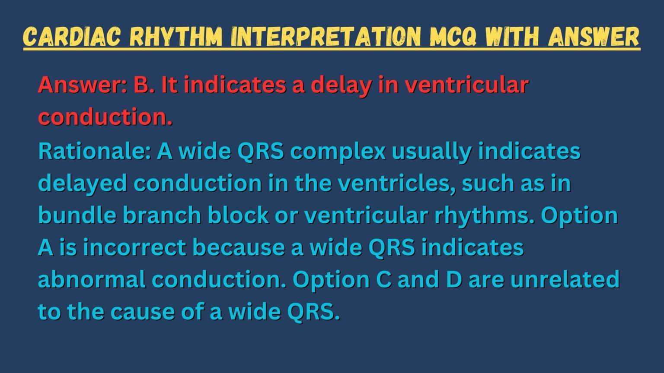Answer. B. It indicates a delay in ventricular conduction. Rationale. A wide QRS complex usually indicates delayed conduction in the ventricles, such as in bundle branch block or ventricular rhythms. Option A is incorrect because a wide QRS indicates abnormal conduction. Options C and D are unrelated to the cause of a wide QRS.